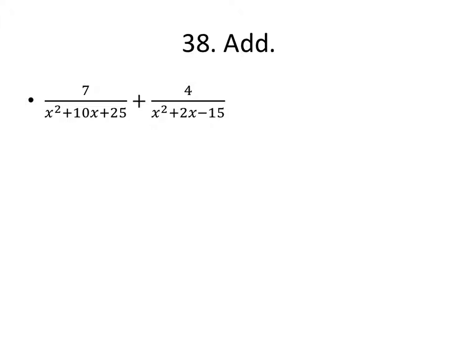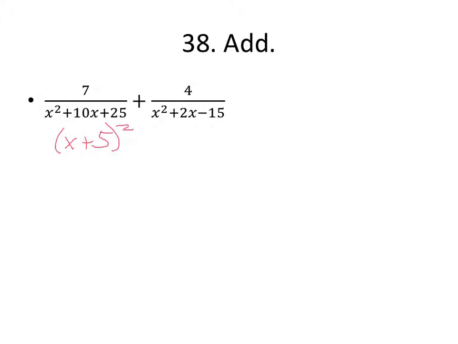Okay, when you add two fractions, you must have a common denominator. So that's what we're going to work on here. First, we're going to factor each fraction separately. Then we're going to find the least common denominator, and then after we do that, we can add the numerators. So, the factorization of x squared plus 10x plus 25, that's a perfect square trinomial, so that's just going to be x plus 5 squared.